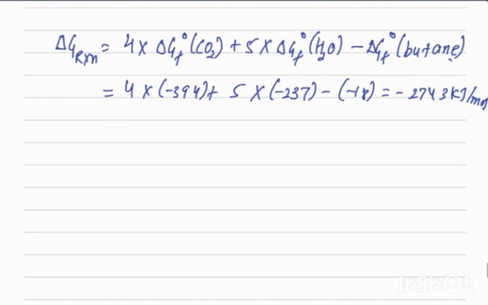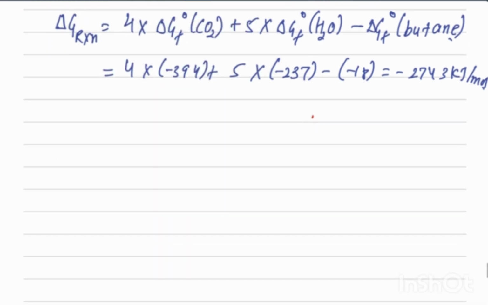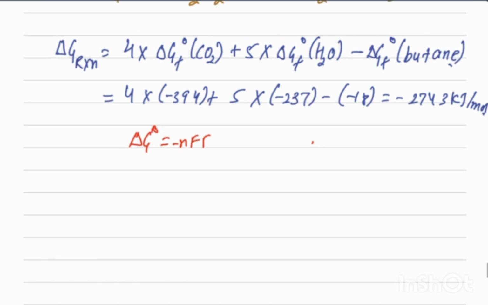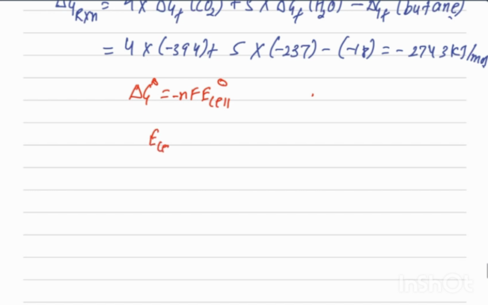So this will be the delta G naught of reaction. Now delta G naught can also be written as minus nF E cell naught. Now E cell naught can be written as delta G naught divided by minus nF. So this will be 2743000, this is joules per mole, divided by nF.